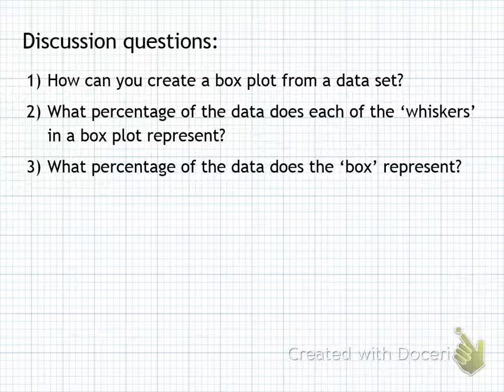Number 2 here says what percentage of the data does each of the whiskers in a box plot represent? Again, since these are quartiles, it splits the data into 4 pieces. So each whisker represents 25% of the data. And then the box, since it's 2 pieces, it goes from Q1 to Q3, it actually represents 50% of the data. So that was it for today.